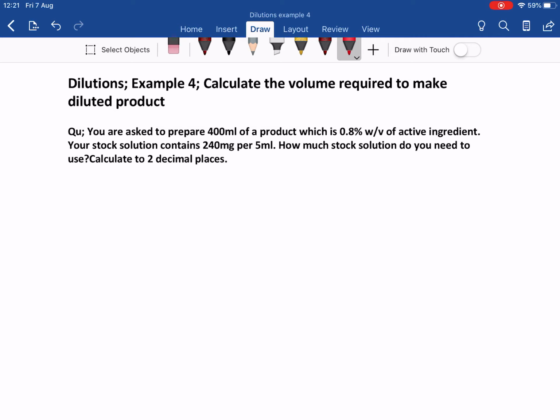Now I wrote this example because I've added in extra complications in that I've given you concentrations expressed as a percentage weight per volume for the final product, and that the starting product is 240 mg per 5 ml, not simply given the strength per ml. You won't be surprised to hear we're going to use two methods. So the first one, again, C1 times V1 equals C2 times V2.